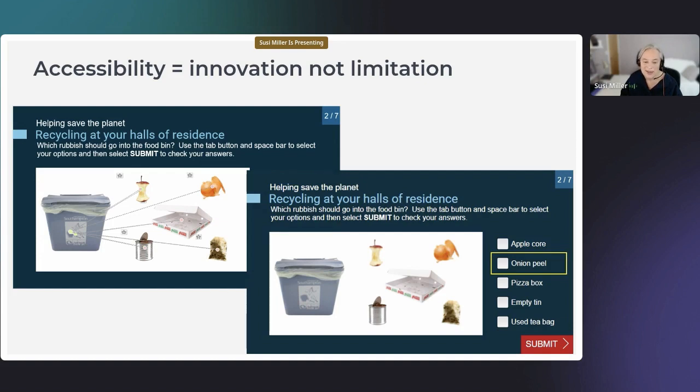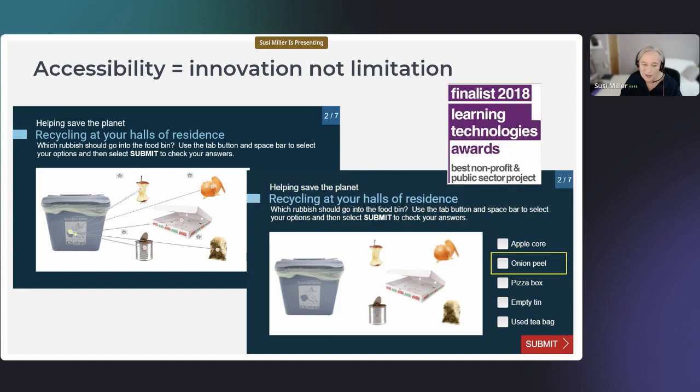So as Luis very kindly said at the beginning, this was actually the project that was shortlisted for the learning technologies. And I don't bring that up just to say, oh, I'm a fantastic designer, but it really is my best argument to prove that actually accessibility can lead to great learning because it leads to thinking differently and to innovation.